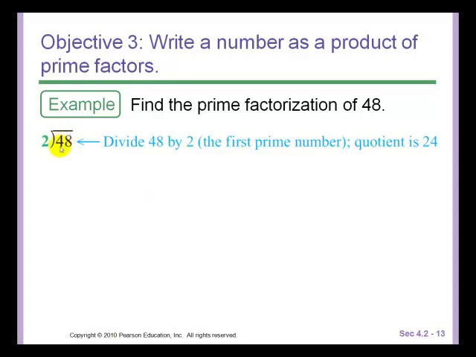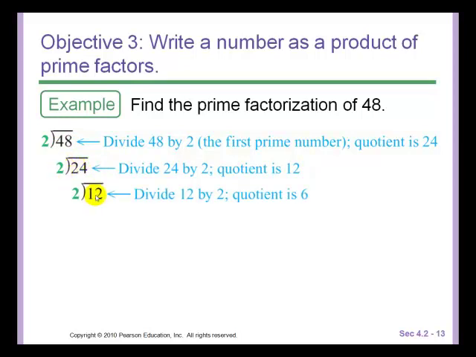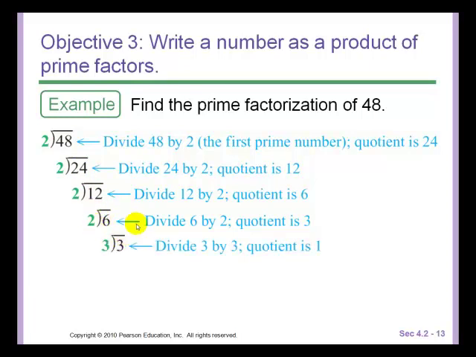So start with the first prime you can think of, 2 is usually the easiest, and see if you can divide your number by that prime. 2 goes into 48 and leaves us with 24. Continue this process. You can divide 24 by 2 and you get 12. You can divide 12 by 2 and you get 6. You can divide 6 by 2 and you get 3. You can't divide 3 by 2, but you can divide it by 3 and you get 1. Your goal is to continue to divide by prime numbers until you get to 1.